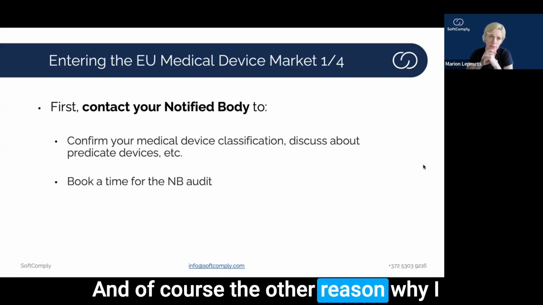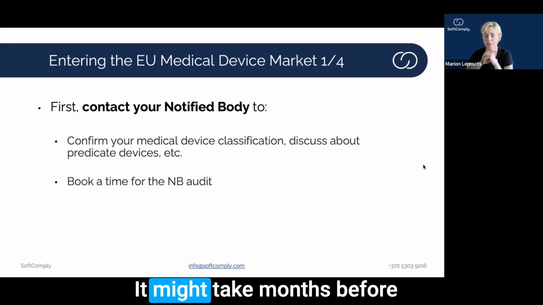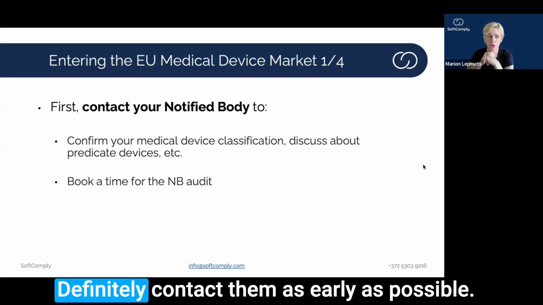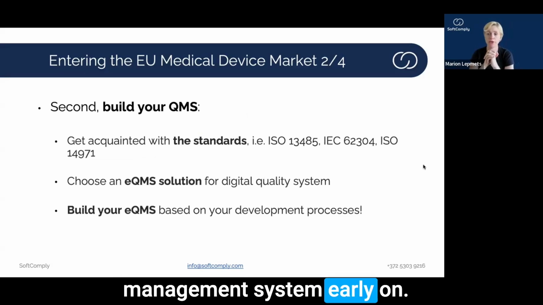And of course, the other reason why you should contact them early on is that they tend to be overbooked a lot. It might take months before it's your turn for the audit. Definitely contact them as early as possible. And start building your quality management system early on.